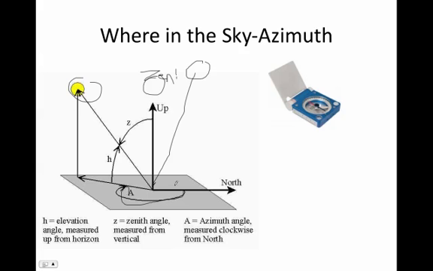going horizontally 360 degrees. So if you start here and you go all the way around, that's 360 degrees. So that clockwise from north, we can use the azimuth angle, and we use a compass to help us tell what the azimuth is.